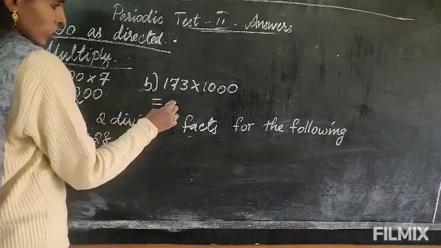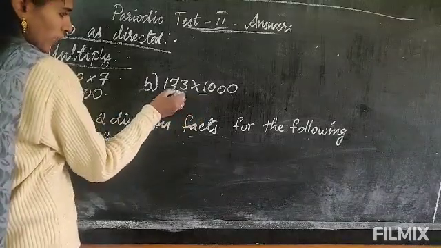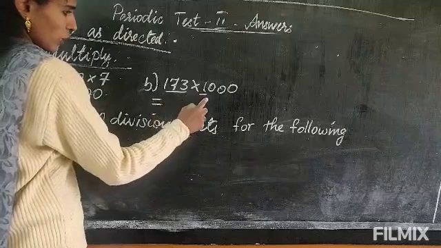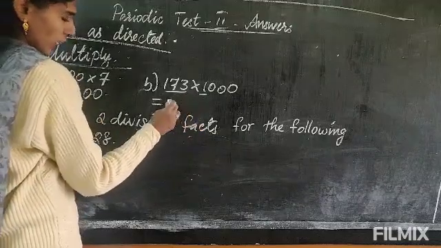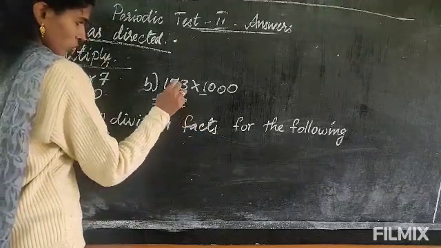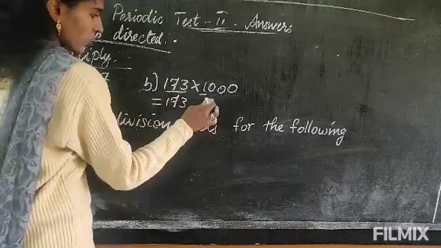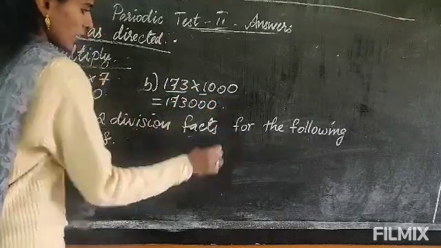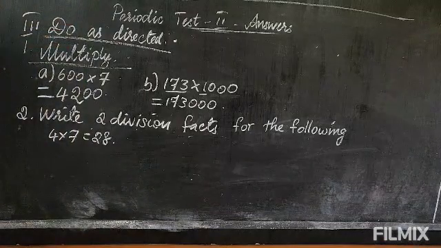Again, here the number is 1 and here the number is 173. So these two you have to multiply. If you multiply any number by 1, the answer is the number itself. So 173 is the answer, and here 3 zeros are there, so those 3 zeros you will insert at the back. Okay, only that is the answer.